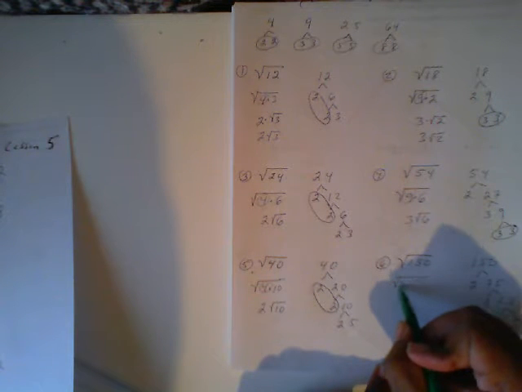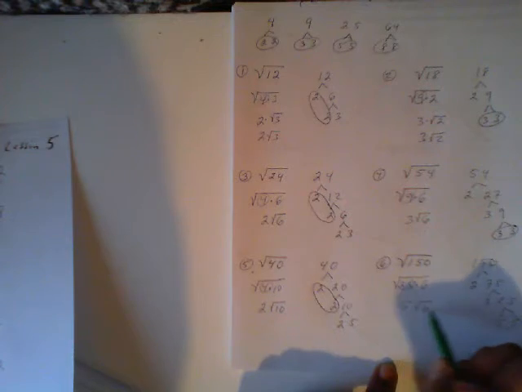Okay, so I look for pairs, and here's a pair right here, those 5's. So this means that the pair, 5's, become a 25, times everything that's left over, which is a 2 and a 3. That'll be a 6. So I take the square root of 25 and get 5 times the square root of 6.